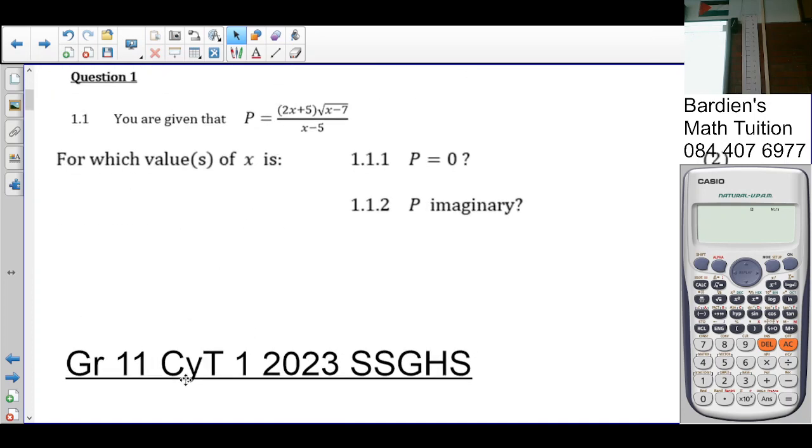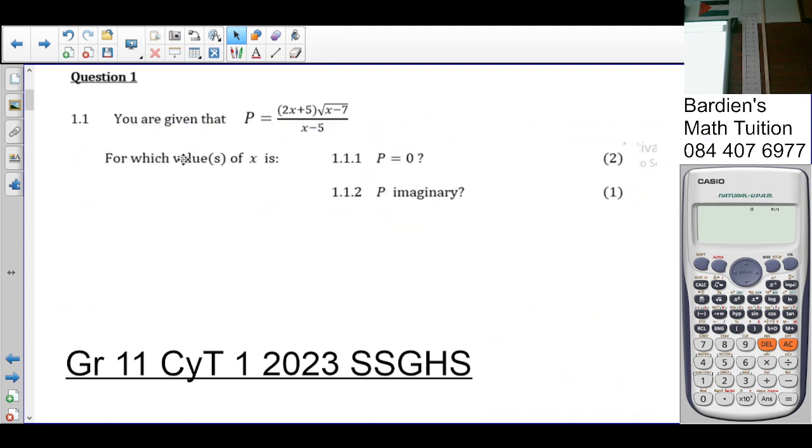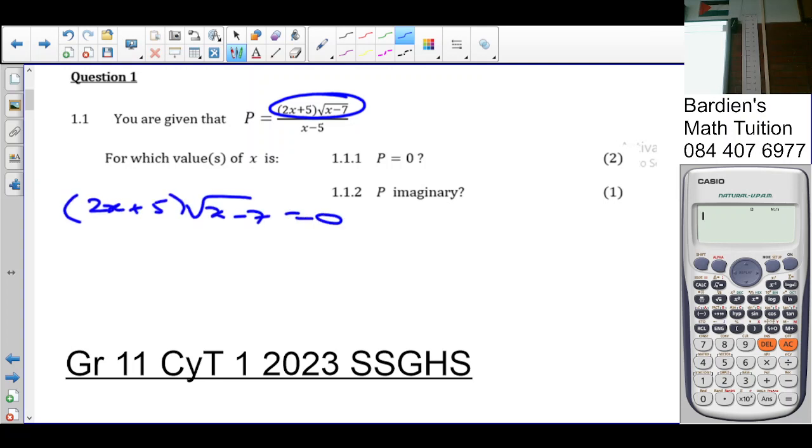Right, let's go. The first question says you are given that p is equal to (2x plus 5) times the root of (7 minus x) over (x minus 5). The question asks for which values of x is p equal to 0 in 1.1.1. P will be equal to 0 if and only if the numerator is equal to 0. So 2x plus 5 times the root of x minus 7 is equal to 0, each factor equal to 0. So x is equal to negative 5 over 2, or the root of x minus 7 is equal to 0, square both sides, so x equals 7. One mark on each there.